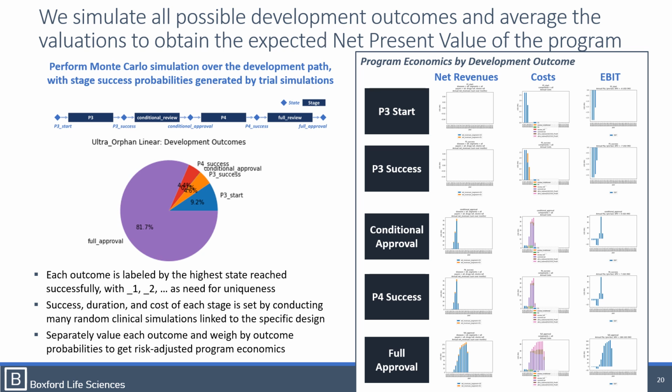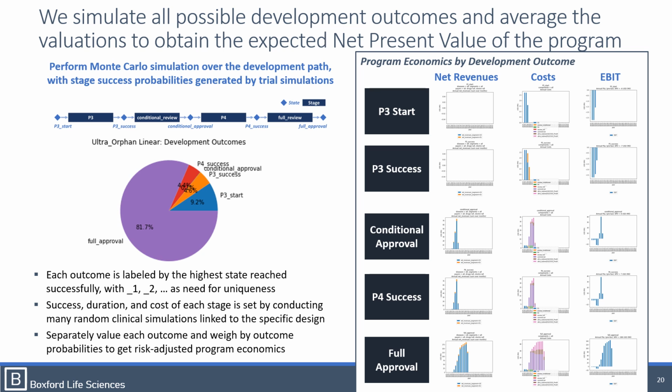In each one of these outcomes, we separately value the drug program, and that's what we see at right with the net revenues, costs, and EBIT for each one of the different possible development states, starting from failure at P3 at the top, where the only thing that's successful is that we start phase 3, where we have no revenues, no sales. We have the costs of the single phase 3 trial. P3 success, we're successful in phase 3, we move on to regulatory review, but we fail that. Again, no sales. Now we have slightly extra costs.